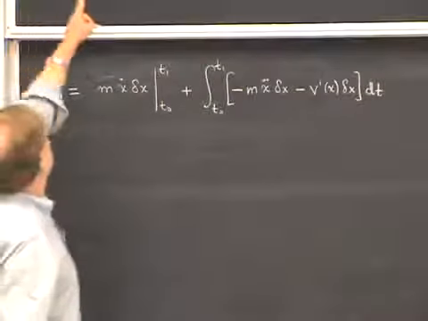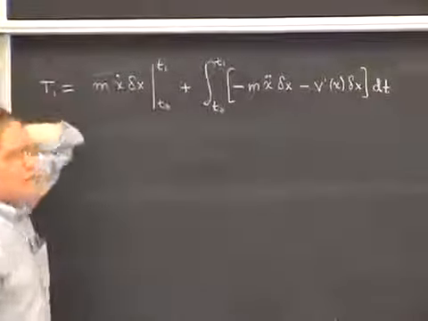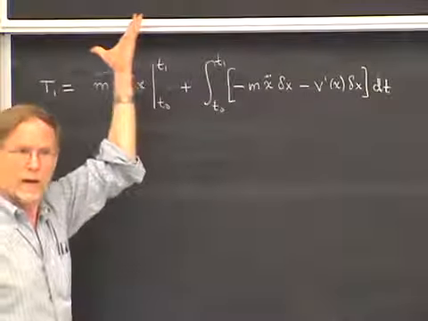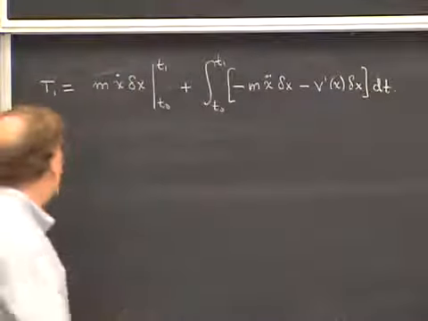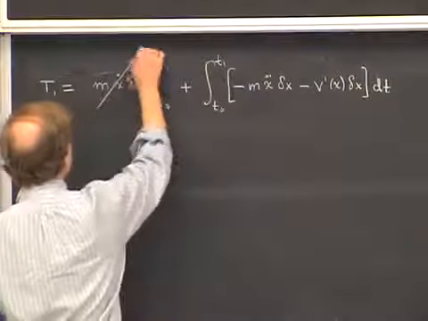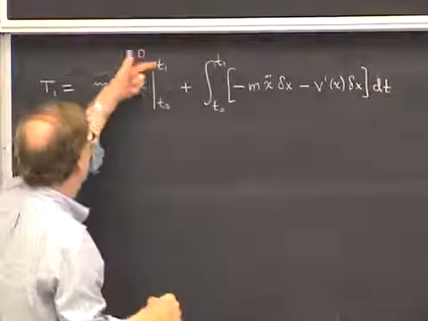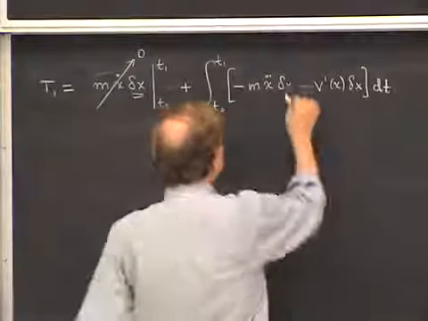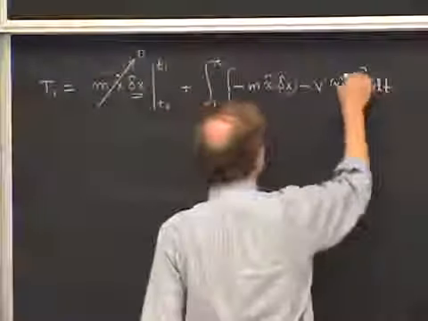Now, however, the delta x vanishes at the endpoints. That's so the modified path has the same endpoint and end-time conditions as the original path. And so this first term goes to 0 because the delta x here is 0 at both the upper and lower limits.